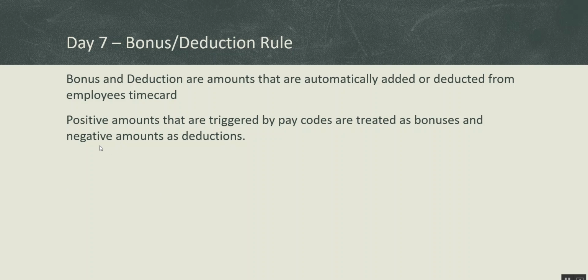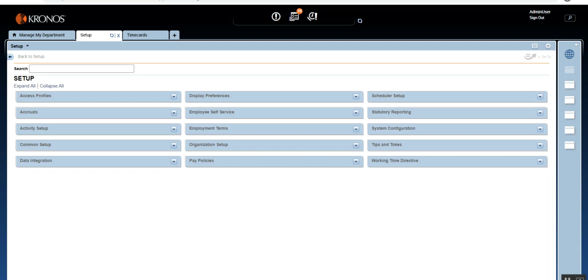Any amount that you give in negative will be considered as deduction, and the positive amount will be considered as the bonus. So with that in our mind, let's see how we can set up or create or configure bonus and deduction rule in the application. Let's go straight into the application.